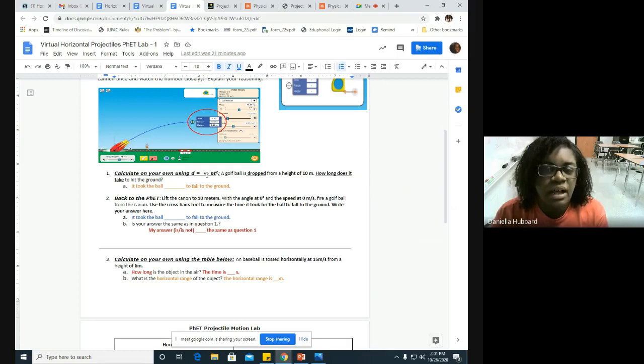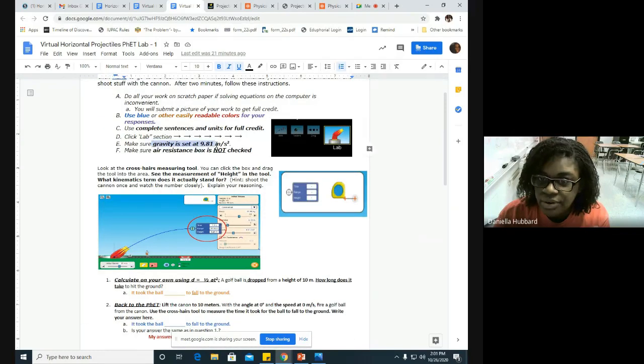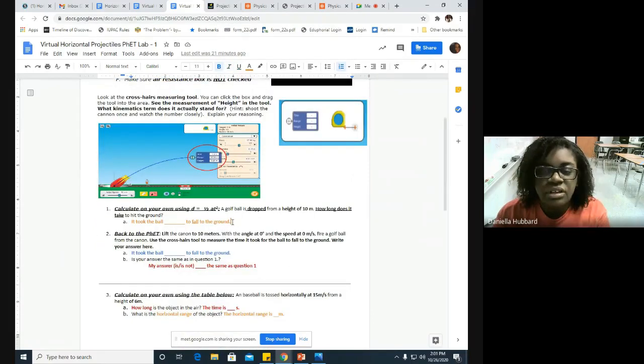And we're talking about an object that's falling. And that key word to think about is gravity, okay? Which is this number up here, okay? So you're going to calculate how long it took for the golf ball to hit the ground. This is what you're doing on your own. Do not go to the PhET lab just yet. Do this on your own.